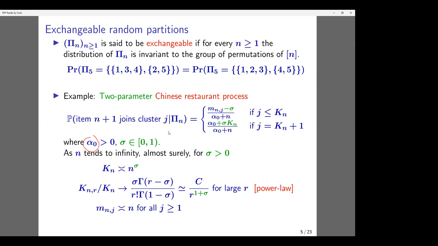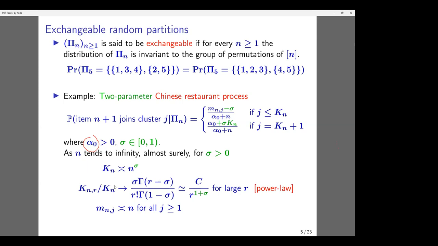Okay, so if you take sigma equal to zero, you recover the one parameter Chinese restaurant process. Now, if you take sigma strictly positive, you obtain a model with significantly different asymptotic properties, also well known for quite a long time. So as n tends to infinity, almost surely the number of clusters grows polynomially, n to the power sigma, with the sample size n.